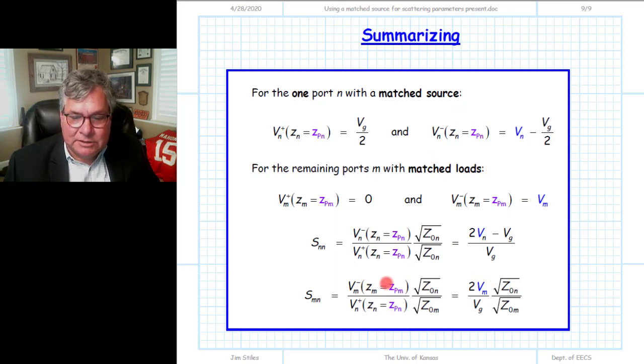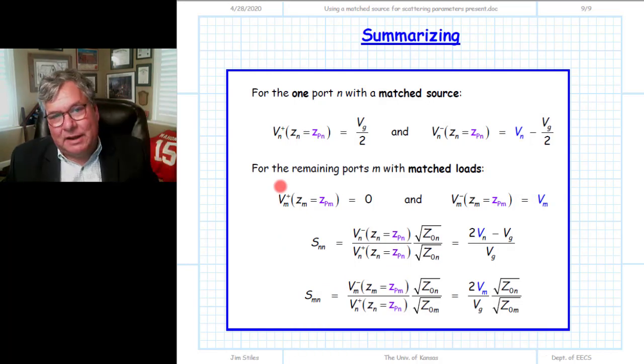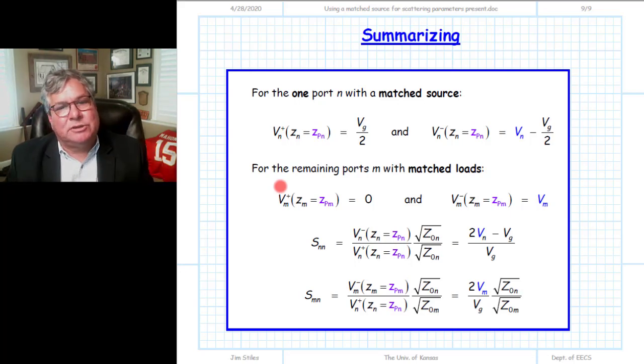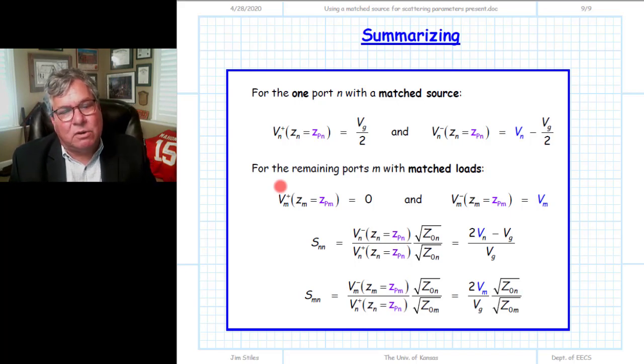Now, remember, this is just for one column. We put the matched source on port 1, and that allows us to find the first column of the scattering matrix. And then we have to do another analysis, another experiment. We move the matched source to port 2, and then put a matched load on port 1, and then calculate the circuit for that and find all the values exiting, and from that we get the second column, and then we move to the third, and so on.